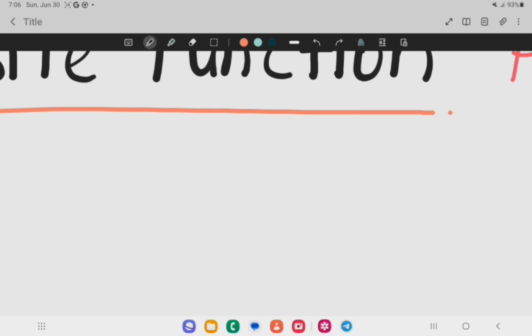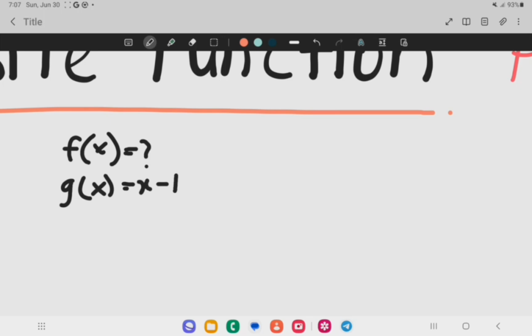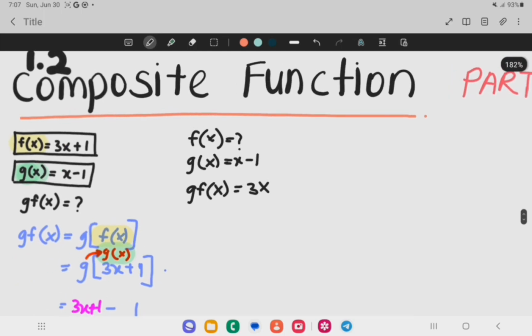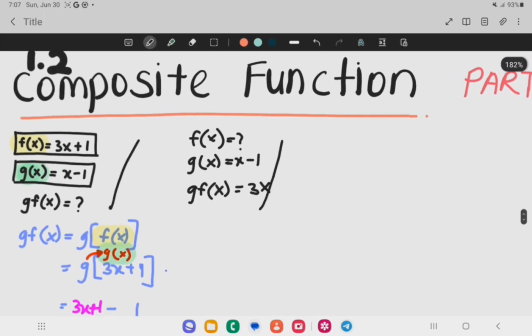Now the f(x) is not given. Before this, the f(x) was given, right? But now the f(x) is not given, but the g(x) is given. The g(x) is x minus 1. And the gf(x) is given as 3x. I hope you guys can see the difference between this question and this question.